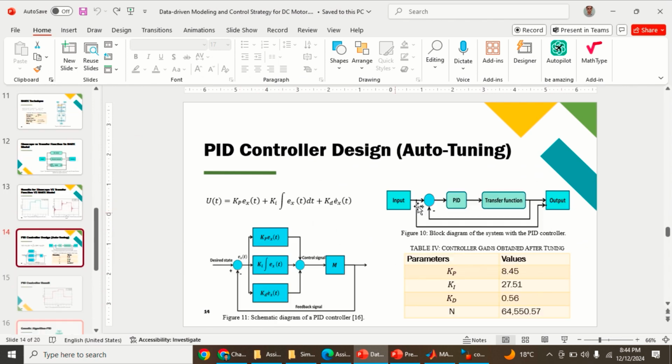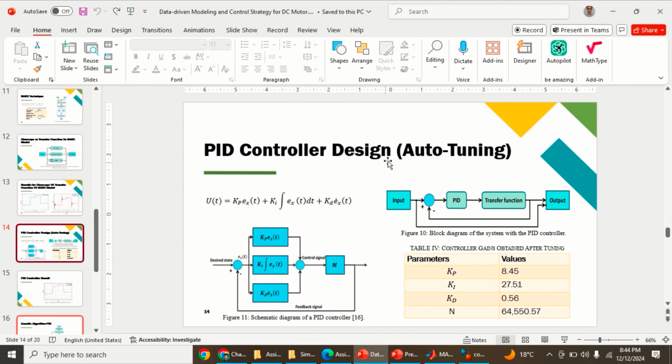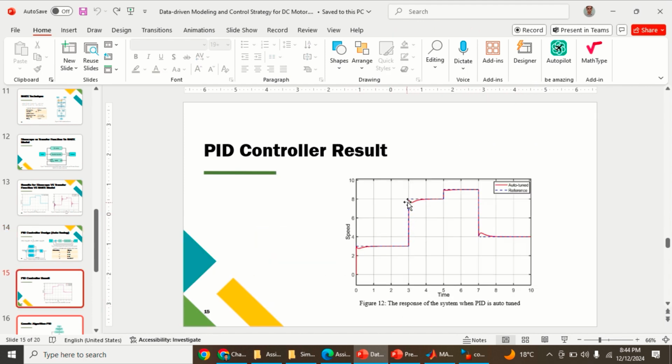Here we got approximately the same response for the DC motor transfer function and the NARX network for this input voltage. We designed the PID controller for our DC motor model. We designed and implemented it on the DC motor, and the gains are tuned using the auto tuning application. We got these gains: KP, KI, KD and KN. For this reference voltage we got this speed response, which I think is very good.